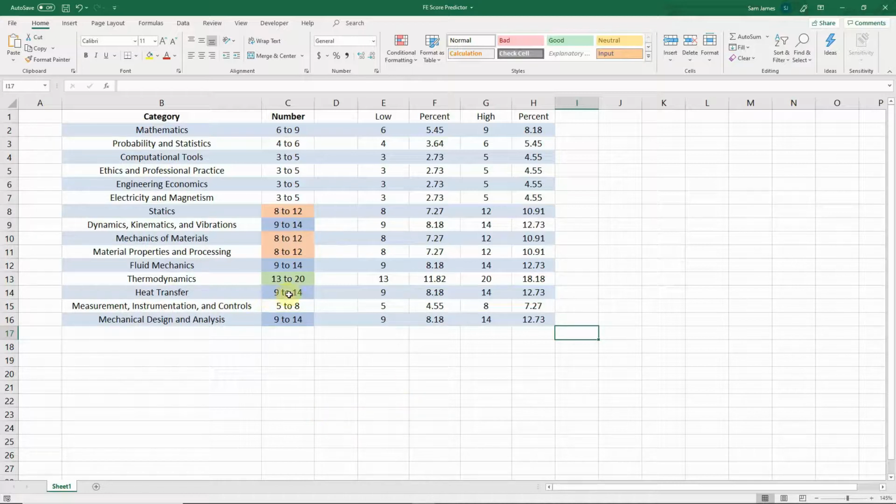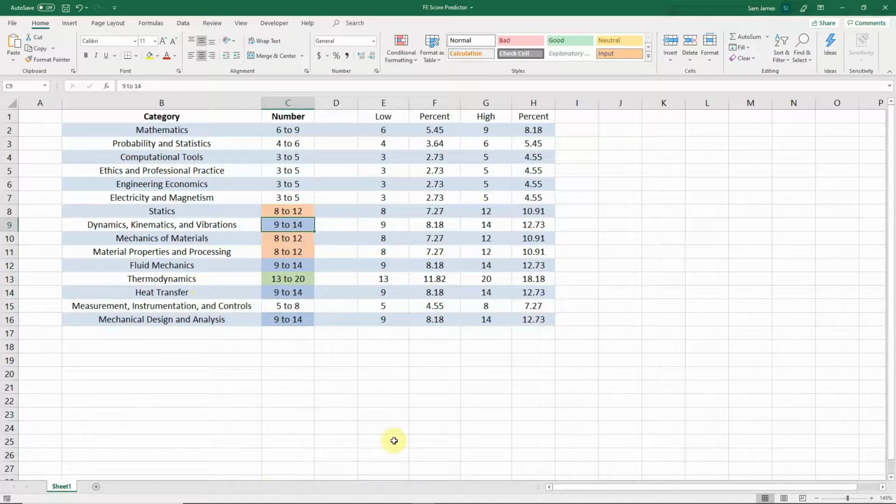So I first focused on thermodynamics, and I knew that at the time I took the test, it had been over a year since I had taken thermodynamics. So I knew that one was going to require quite a bit of review for me, and that was actually what I focused on the most throughout my studies. Then I went on to the blue ones, because those were the next greatest number of questions.